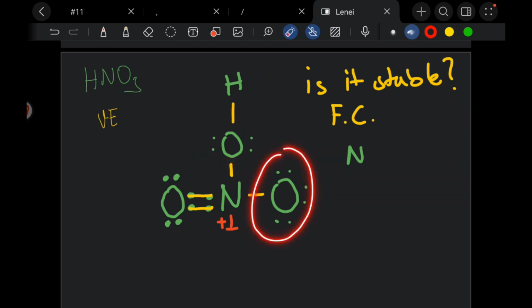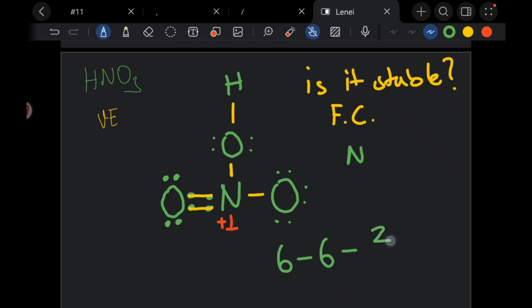What about this oxygen? We can calculate the formal charge for that oxygen. The valence electron number is 6 for the oxygen. The non-bonding electron number is 6. We have 2 electrons that are bonded, and the result is -1. So -1 is the charge on that oxygen. So the total charge for that molecule is 0, and therefore this structure is a correct Lewis dot structure.